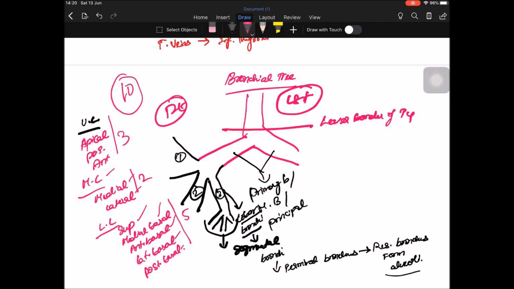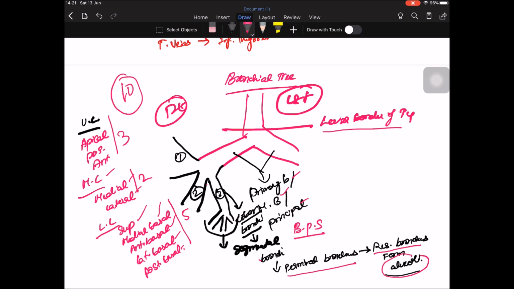So after it bifurcates at the lower border of T4, it is divided into primary bronchus or main bronchus or principal bronchus. After that, it further divides into 3 divisions, called lobar bronchi. Then it divides into segmental bronchi, which have segments we call bronchopulmonary segments, that further divide into terminal bronchus, and terminal bronchus further forms alveoli.